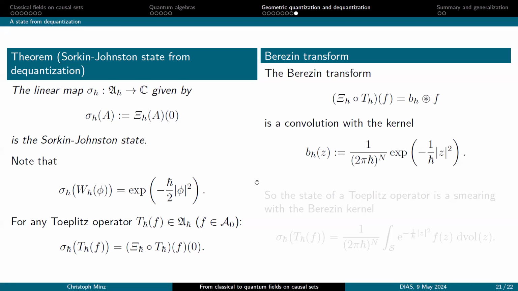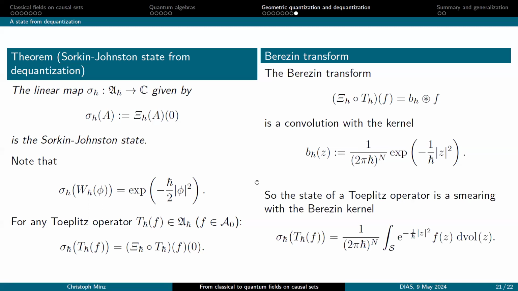This is why I call this the square root on the previous page, because this is now the square of these factors from before. And in general, we have a convolution of this. But if you do this convolution and then take the evaluation at 0, then this is actually just the integral over this Gaussian profile of the functions.